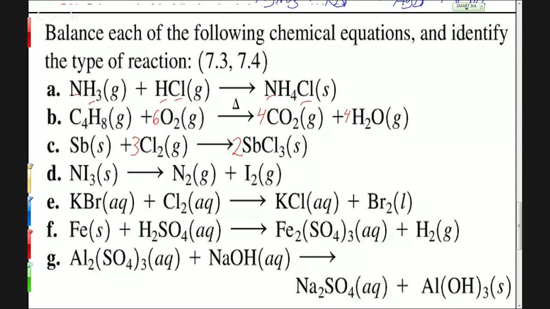See how I did that? Now there's 6 chlorine on the left and 6 chlorine on the right. But now that's thrown off the antimony. So there's 2 on the right and 1 on the left. So we need to put 2 there to make sure we have those 2 there.